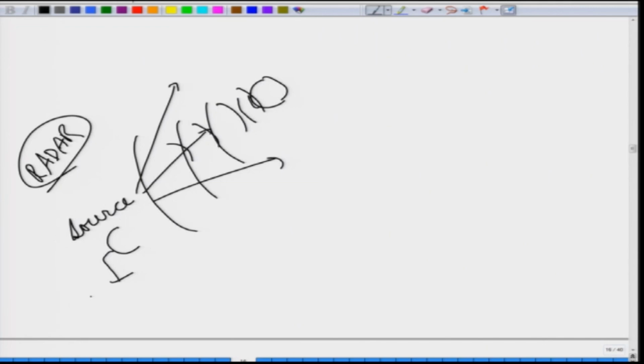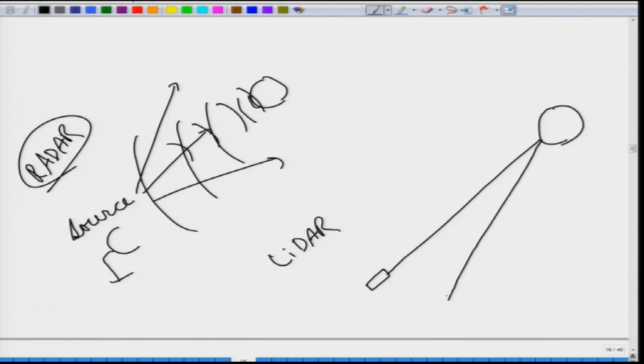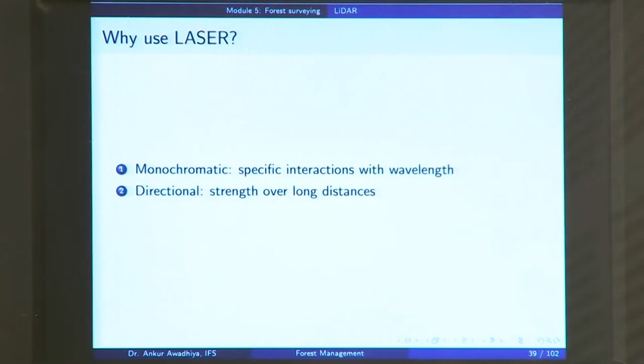In the case of LiDAR, which is light detection and ranging, it is very similar. What you are doing here is that you have a source that is giving out a laser beam, and when this laser beam interacts with the object, it reflects back, and when it reflects back, you are using a sensor to detect this laser pulse. Now, why do we use a laser pulse? Why do we have to go for a laser pulse and not the normal light?